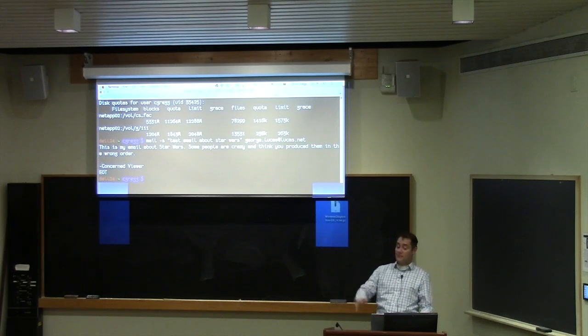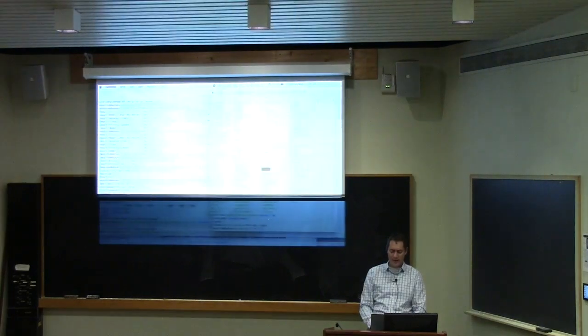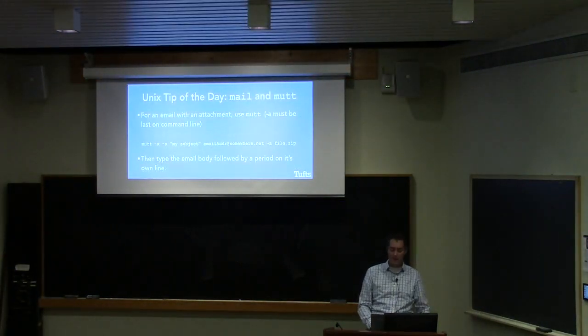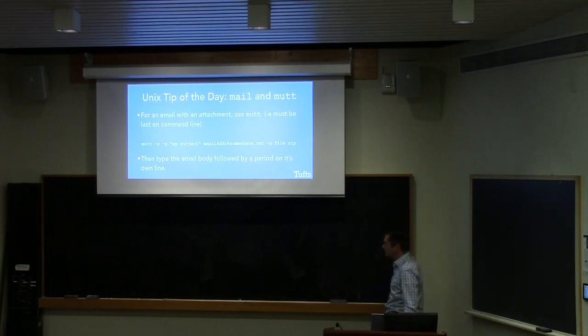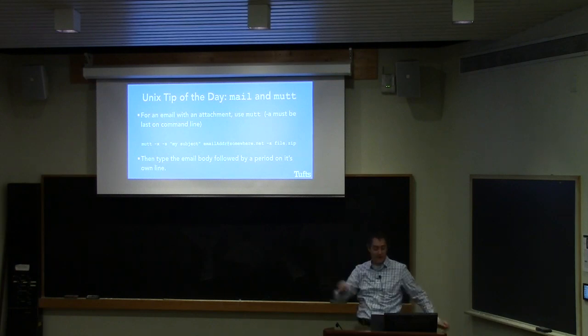Now, many times you might want to send an attachment. So let's say you have an attachment. I forget if I have any attachments here, or something we can send. Lab6.zip. Okay. So if you want to send an attachment, you can't do it straight with mail. You have to use this other program called Mutt, which is something else. You do dash X dash S, then the subject, then the email address, then dash A and the file you want to send.